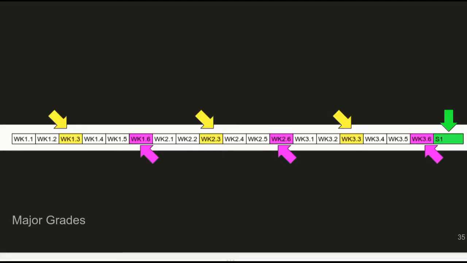Okay, so here we have a little number line. Think about this as the semester. So this is grading period one, week one, two, three, four, five, six, and grading period two, week one through six, and grading period three, week one through six, and then the semester end. Okay, so let's look at the yellow.